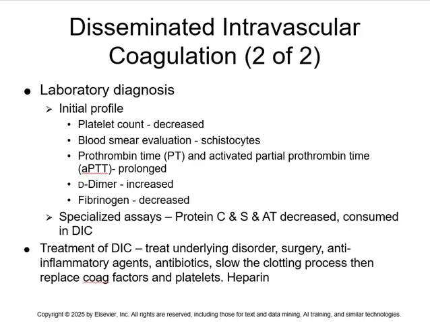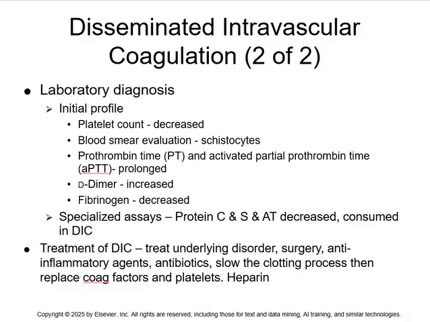So we initially will do a platelet count, which is decreased. We see schistocytes. PT and PTT are very prolonged. Fibrinogen's down. D-dimer is increased. So it's consumptive, it's using. So we look for the protein C and S, and antithrombin is decreased because it's been used up.